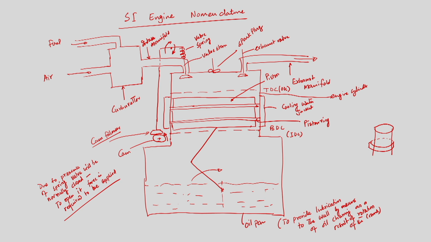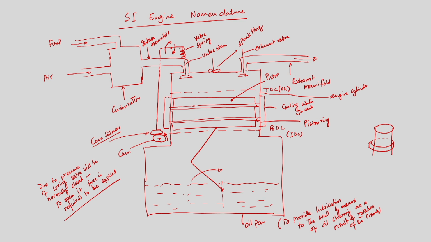Again, I am not going to discuss the CI engine nomenclature. The nomenclature of a CI engine will be the same, except that instead of a spark plug there will be a fuel injector through which fuel will be injected into the cylinder, and there won't be a carburetor because air will be taken into the cylinder through the intake manifold. So this is all about the nomenclature of SI engine and CI engine. Now we will discuss the 4-stroke and 2-stroke engines.